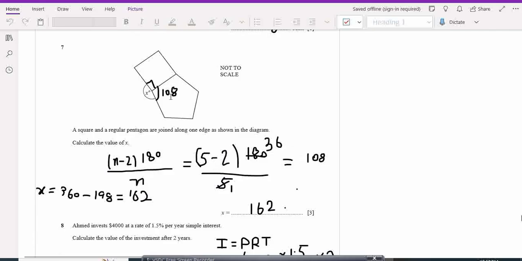So this angle is 108 and square interior angle is 90. So this two angles will be equal to 90 plus 108 is 198. So x will be equal to 360 minus 198. So 360 minus 198 comes out to be 162. Therefore x will be equal to 162 degrees.